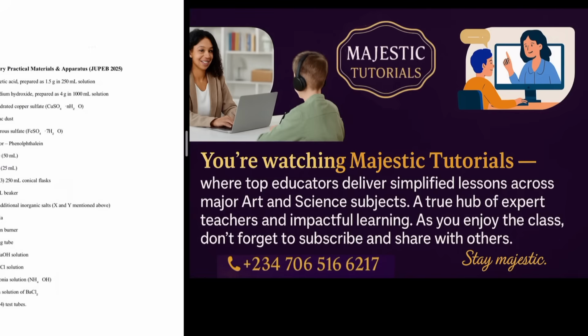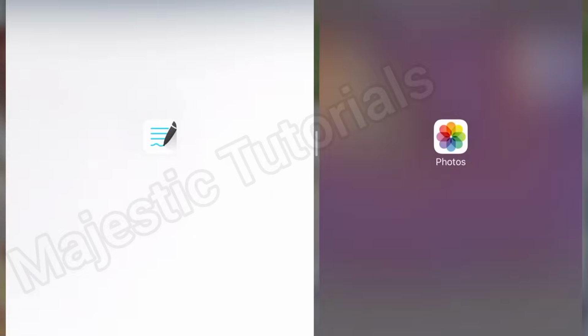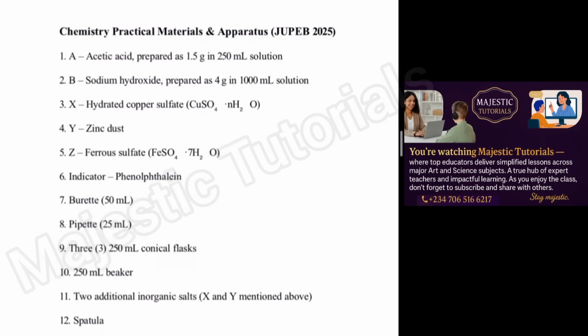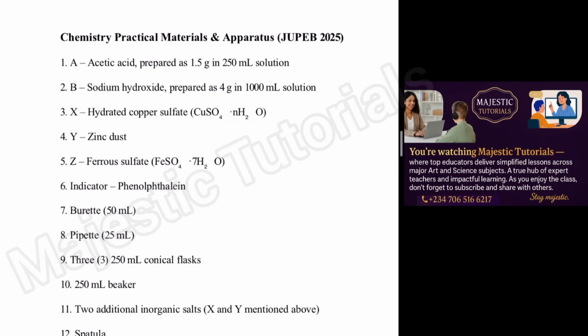So I'll be handling JUPEB Practical Chemistry. I'll give you the specimen, which you can see here, the list of the specimen, and then I'll handle the likely questions. Over here we have A, acetic acid, which is meant to contain 1.5 gram per 250 ml of solution, and then B is a solution of sodium hydroxide, which is supposed to contain 4 grams in 1000 ml, that's 1000 cm cube. Then hydrated copper(II) sulfate-6, which can be any n, it can be 5, it is not a must to make it pentahydrate, but just know that you are going to provide something that is blue.